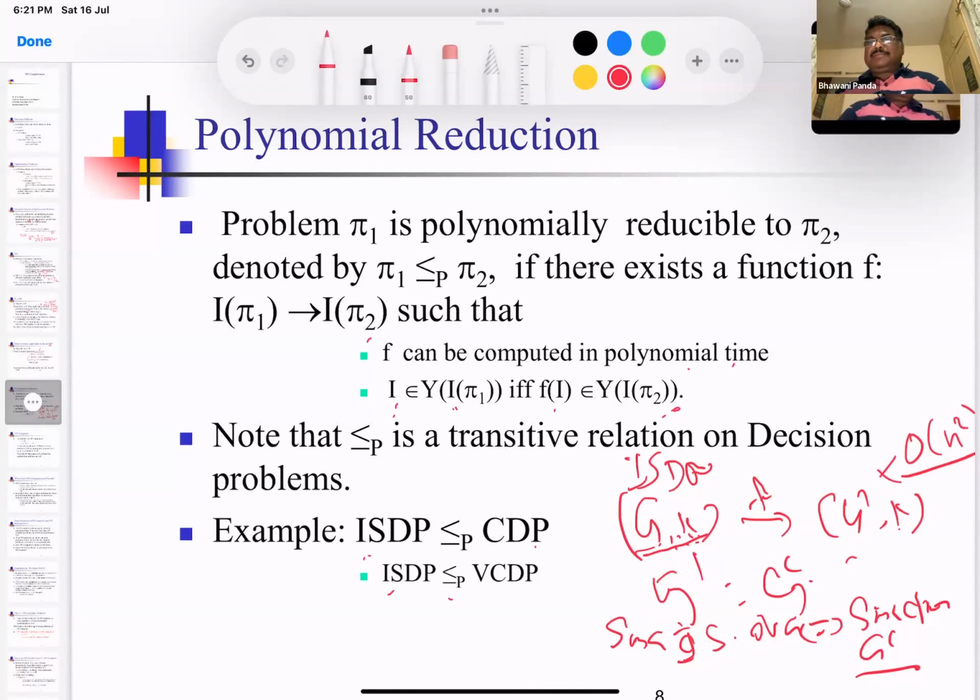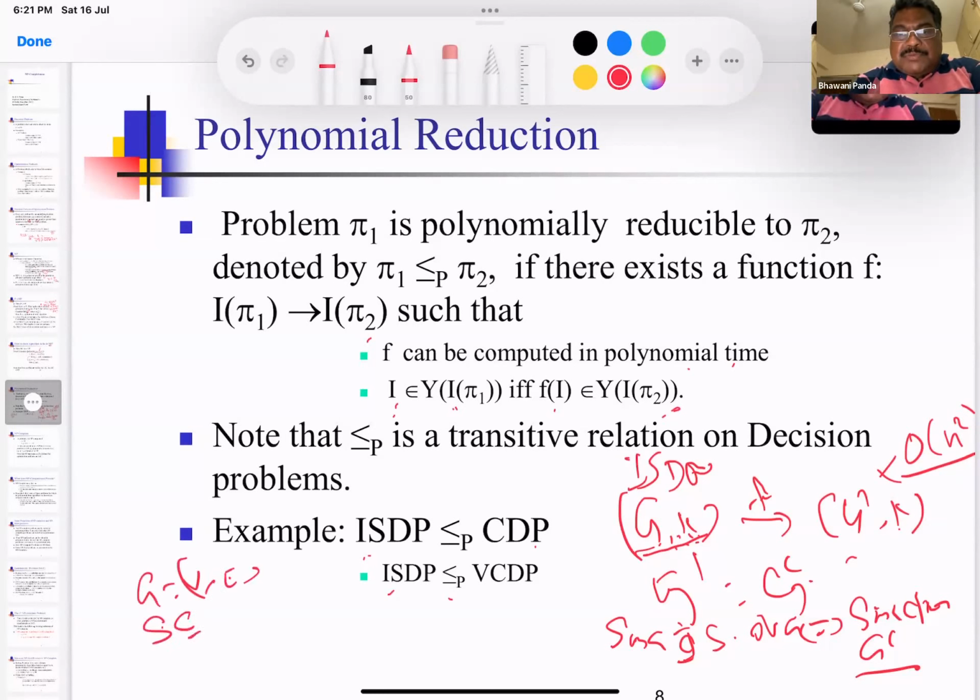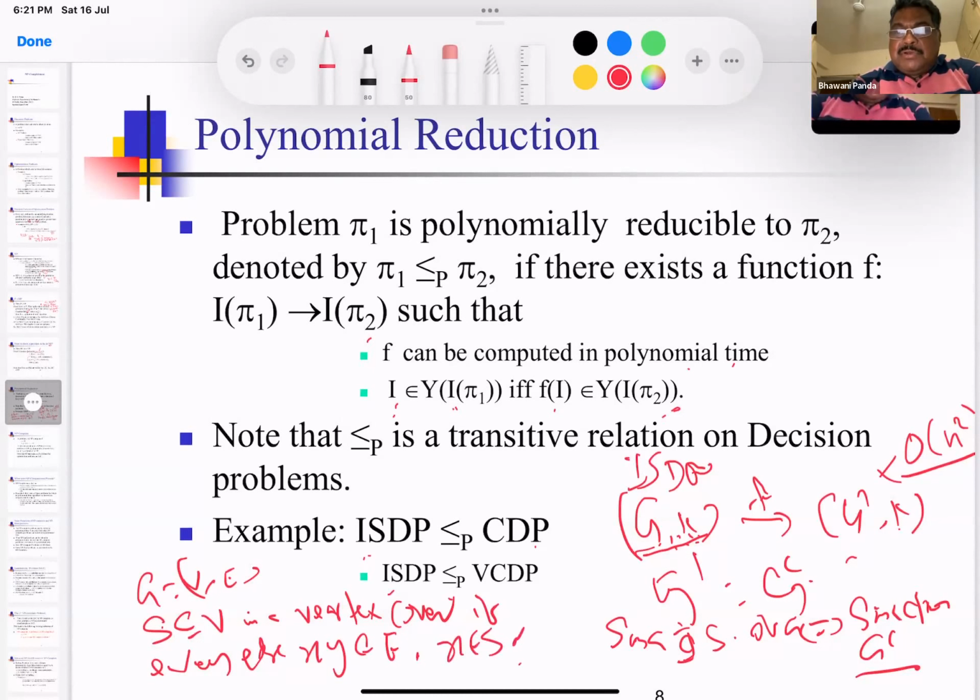So what is vertex cover? Vertex cover means a graph G equal to (V, E) is given. S subset of V is a vertex cover if every edge XY belongs to E, X belongs to S or Y belongs to S. That means the set of vertices is going to cover all the edges.